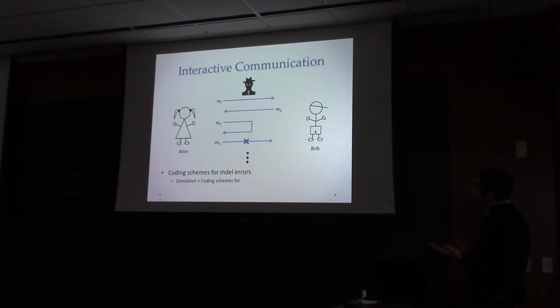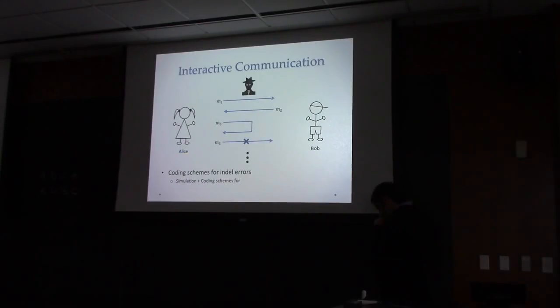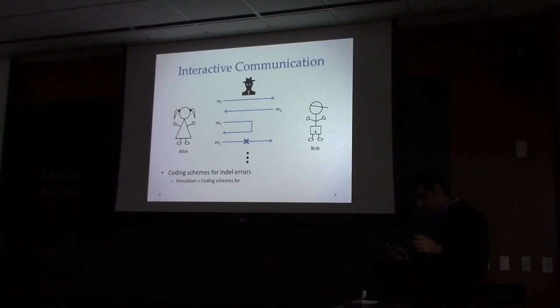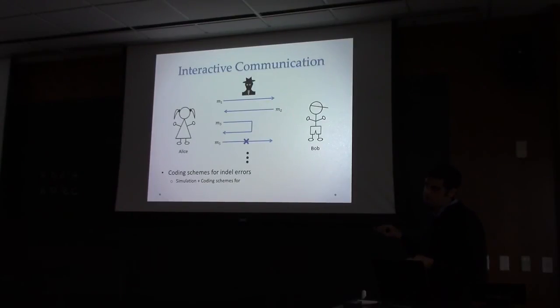The main point is that the channel simulation that we had is also going to work here for interactive communications. So what we can do here is to simulate the interactive channel that we have with insertion deletion errors with an interactive channel with simple regular corruption kind of errors, and then use the coding schemes for those regular errors to obtain codes for interactive communications where we have insertion deletion type of errors.